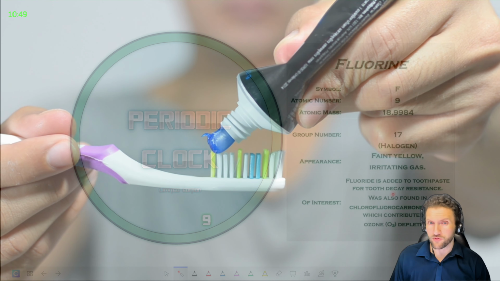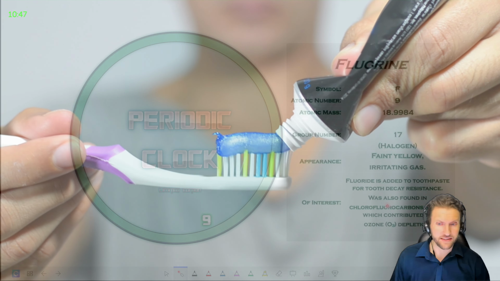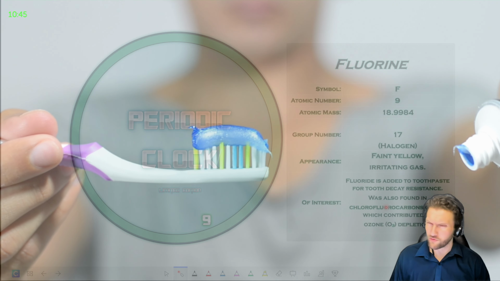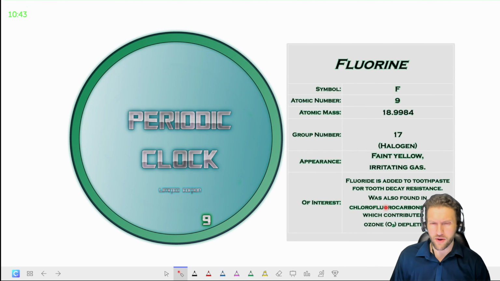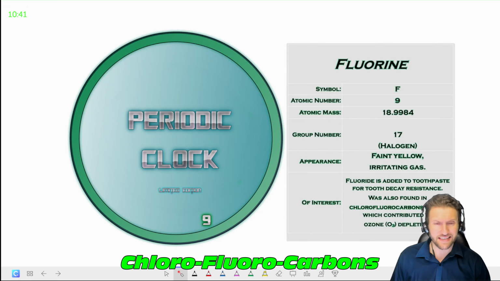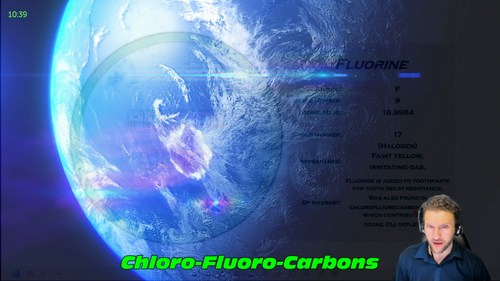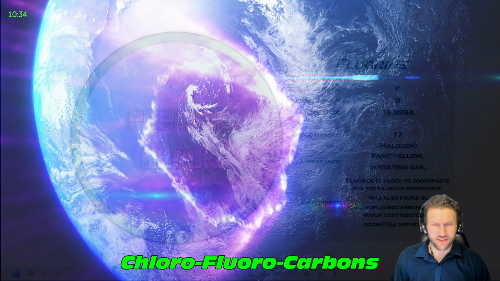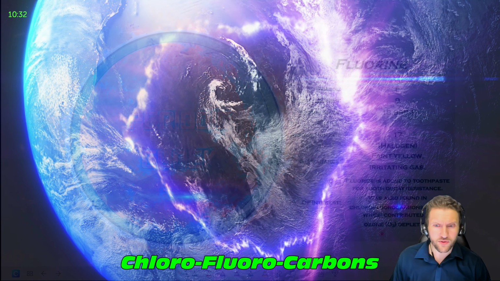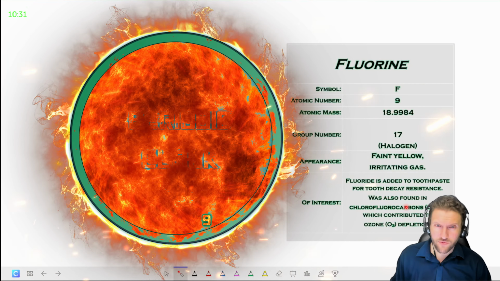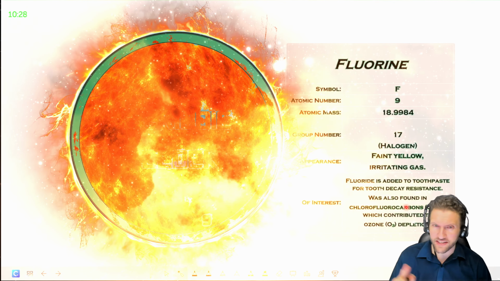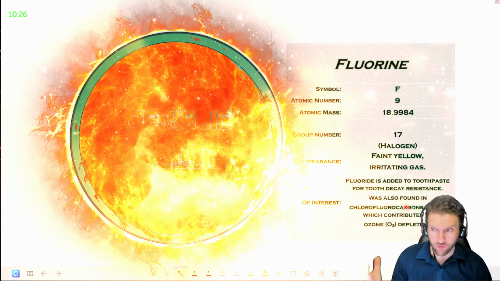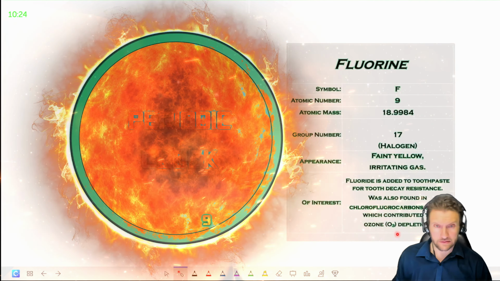It's meant to help with tooth decay resistance, but it also received a lot of bad rep at some point due to being in CFCs. That's chlorofluorocarbons. Take note of that combination: chlorine, fluorine, carbon. And they depleted the ozone layer, so O3. And the end result of the depletion was an increase in skin cancer because more of the sun's harmful radiation came through. Oh, that wasn't a good idea.